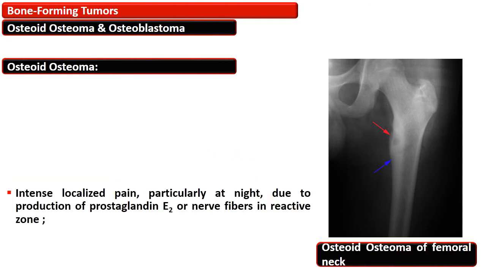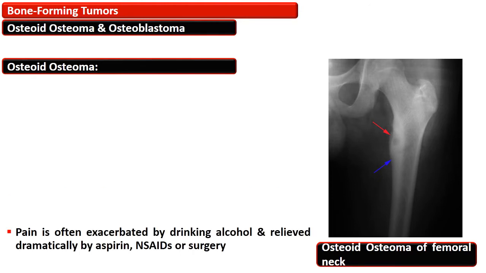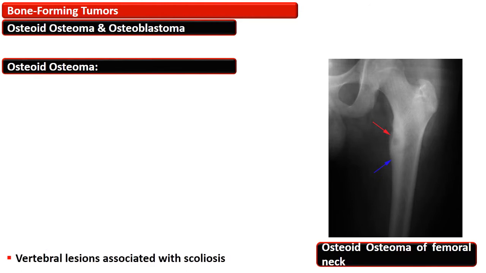It presents with an intense localized pain, particularly during the night, when there is more production of prostaglandin E2 or nerve fibers in the reactive zone. Pain is also exacerbated by drinking alcohol and relieved dramatically by aspirin and non-steroidal anti-inflammatory drugs. This radiograph is showing an osteoid osteoma which is present in the femoral neck.